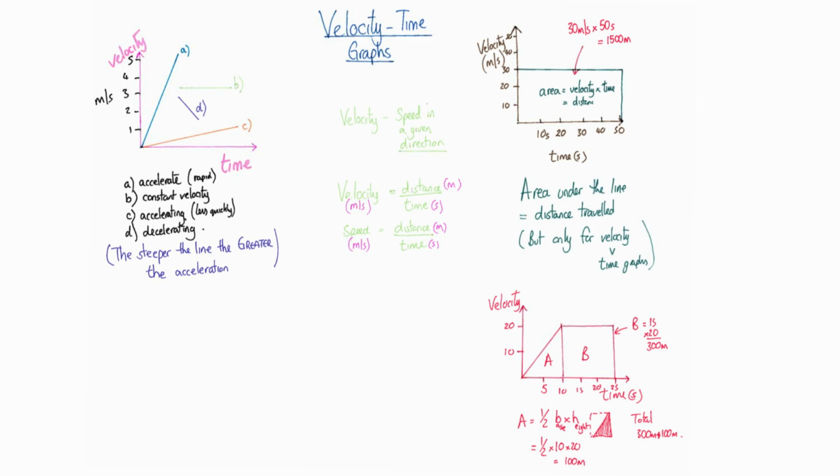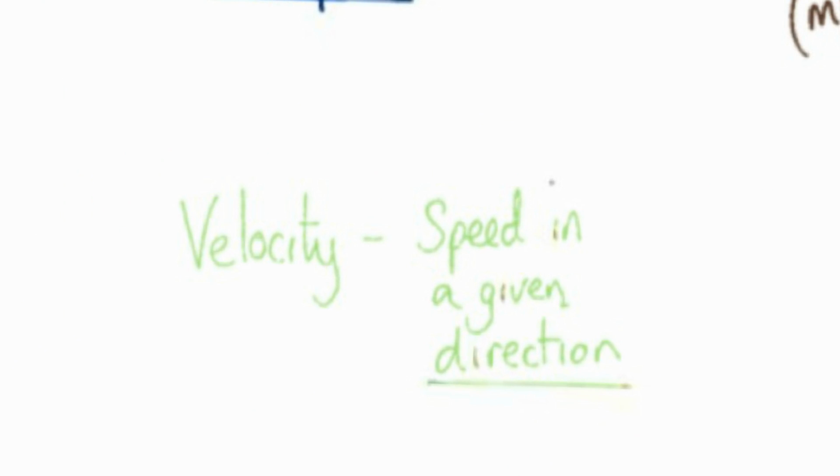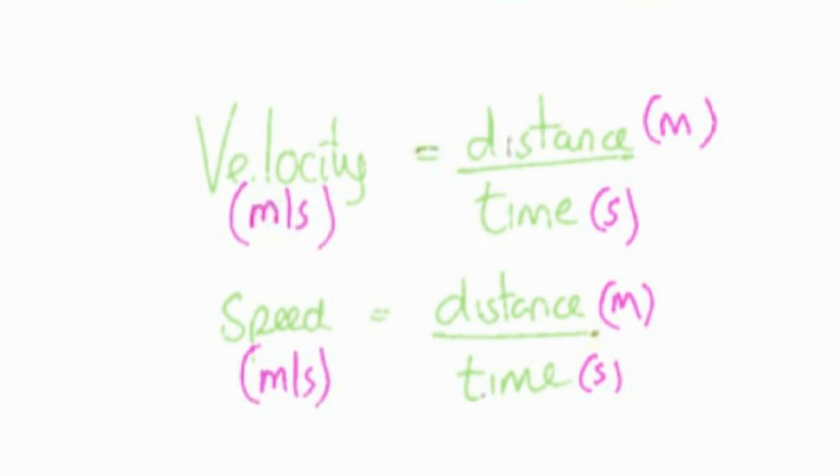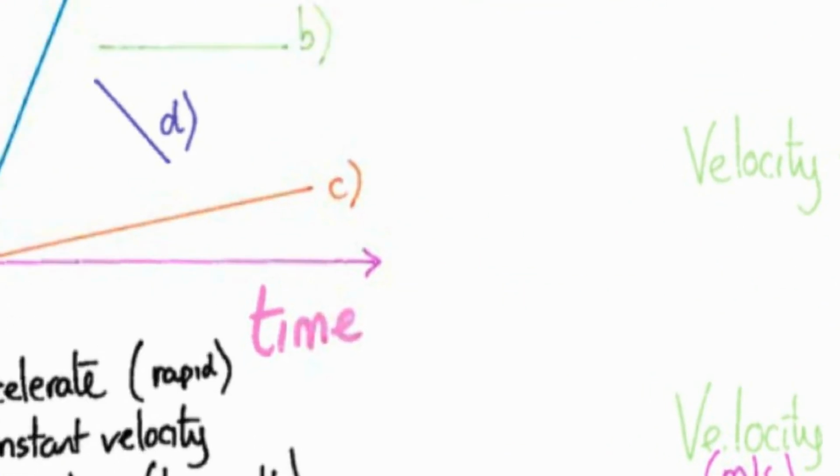Velocity time graphs. Right, velocity is speed in a given direction. That is the difference between velocity and speed. Speed has just got a size, 20 miles an hour or 10 meters per second. But velocity is in a given direction, so it's got size and direction. Okay. Velocity is distance divided by time, and speed is distance divided by time. Remember, it is in a given direction.